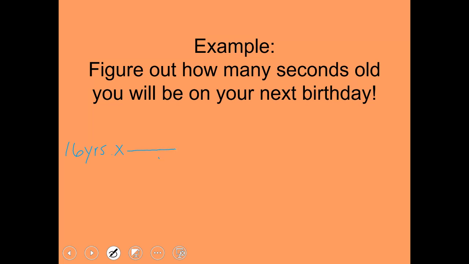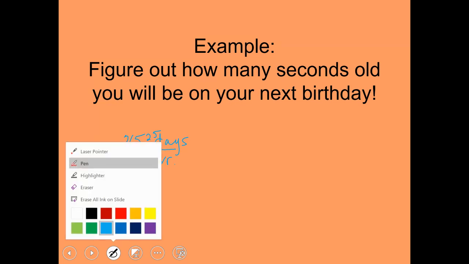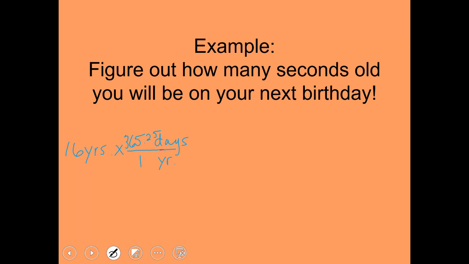So we want to set up a label where we can divide out the year label. Now, I don't know how many seconds are in a year, but I know how many days are in a year. I know it's 365, and I'm going to put the 0.25 because of the leap years, days in a year. Do you see how what I filled in there, the top and the bottom of my factor are equal, and the years will divide out when I divide by years and multiply by days.